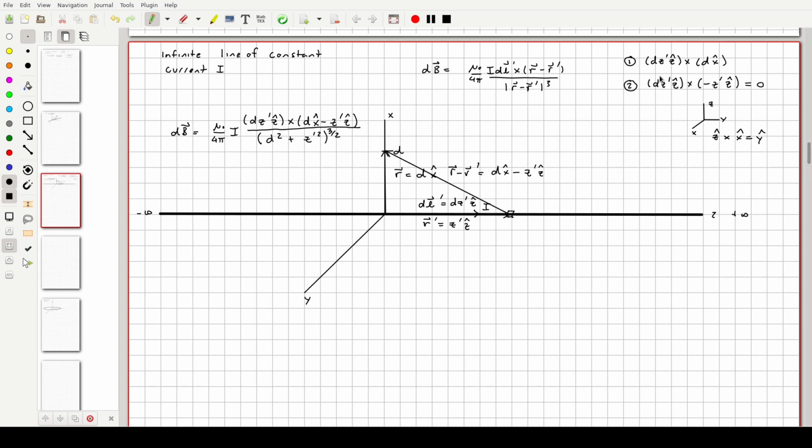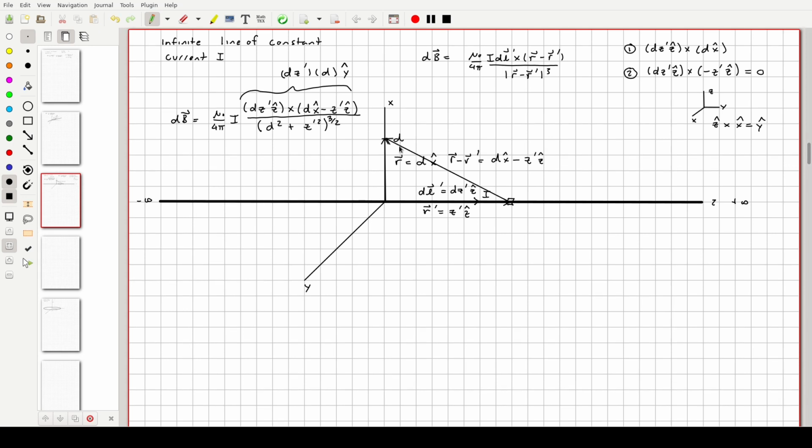So that allows me to do the cross product. At the end of the day, all this stuff here that I'm crossing at the top really only boils down to this. And when you do it, you end up with dz prime times d times y hat. So that's what this is right here.